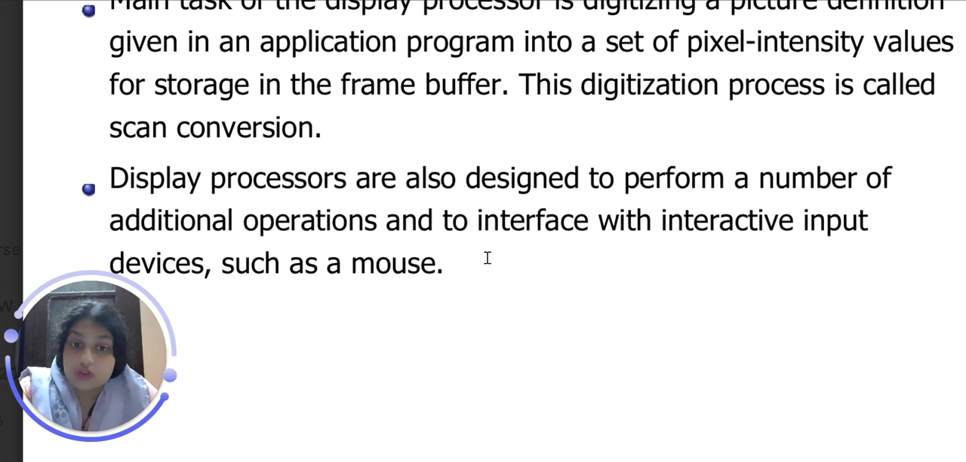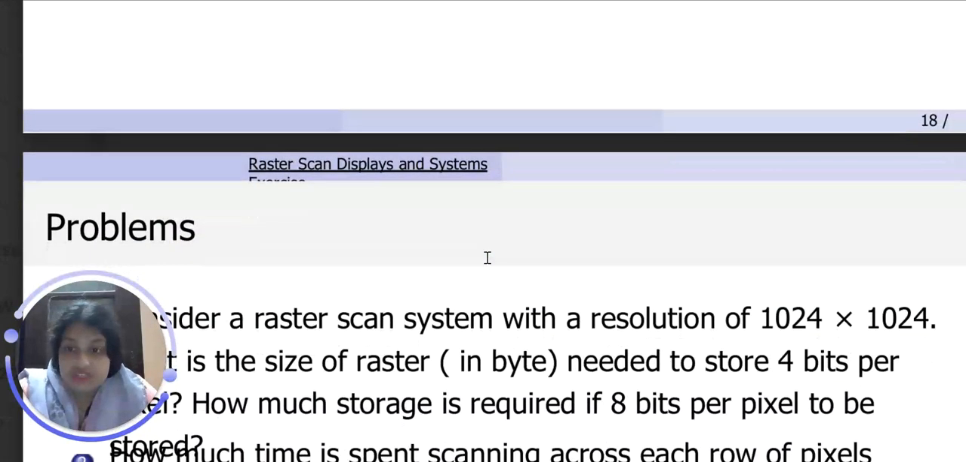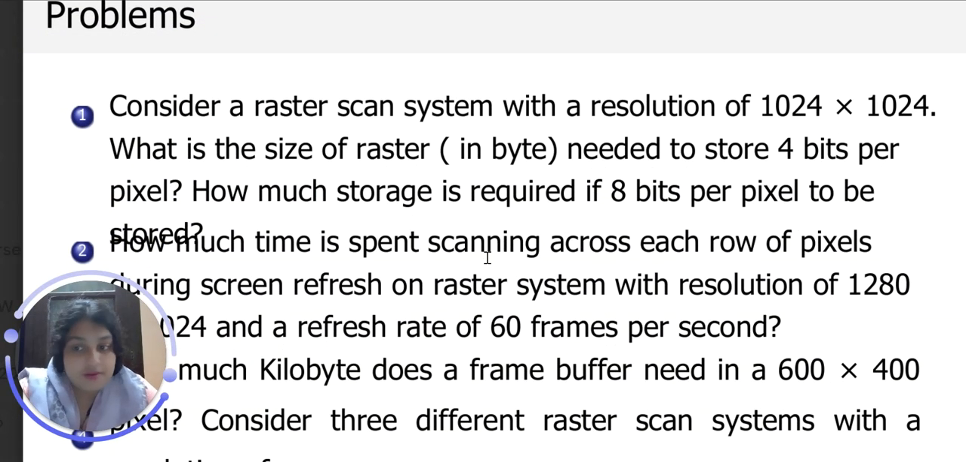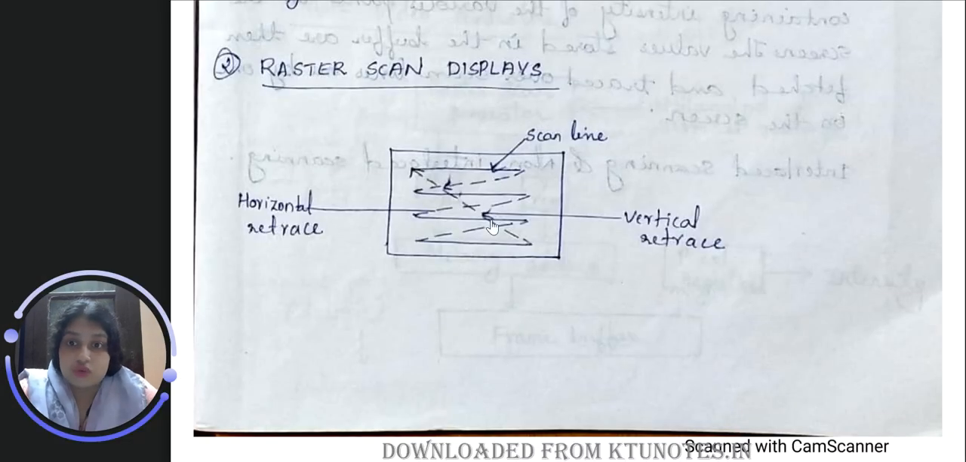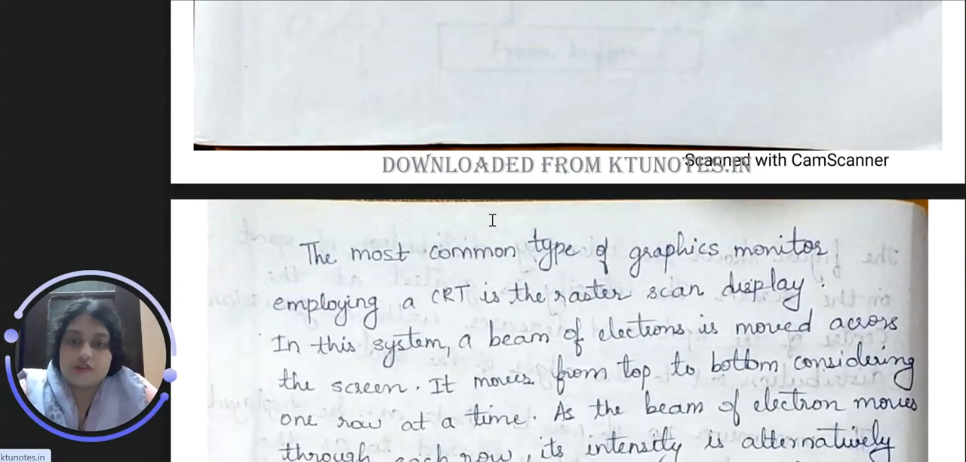Display processors are also designed to perform a number of additional operations and to interface with interactive input devices such as a mouse. We have problems which we'll do in the next video. Before that, we have to look at the KTU notes also.